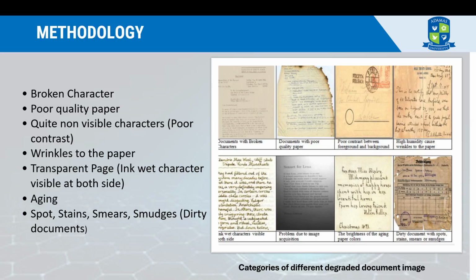Methodology. Before we fix the images, we have to understand the damage. As we can see here, we divided the images into various categories. Images with broken characters where ink has stripped away, then transparent images where ink bleeds through from the other side, and we can also see some high humidity wrinkles and significant aging spots for which filtering was required.